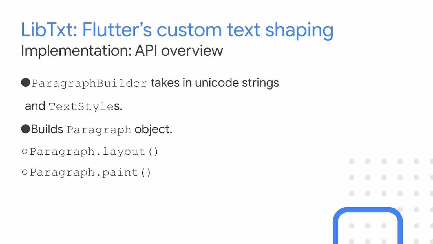The two primary classes we deal with are Paragraph Builder and Paragraph. Paragraph Builder takes in Unicode strings and text styles, and then compiles that into a paragraph object. And with the paragraph, you can do layout, which will lay out the text, and finally, call the paint method to paint it onto any Sk canvas. So let's take a look at how LibText is used within Flutter.